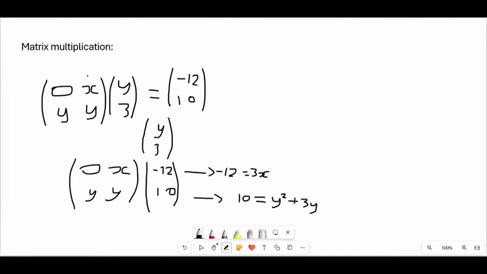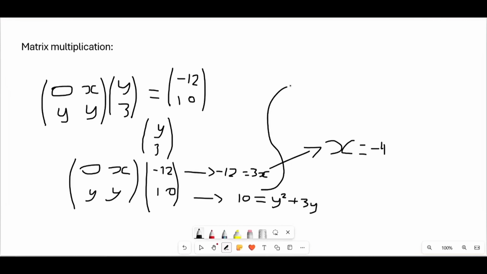Oh, I forgot to specify. Yeah, we're trying to find the values of x and y. But yeah, from here we can tell that x equals minus 4. And so from here, I can just tell that y is going to be 2 from this, but we're not going to do it like that. We're going to solve it properly.